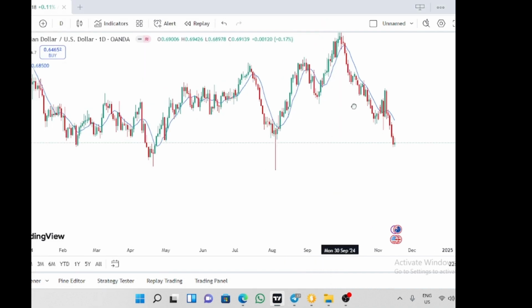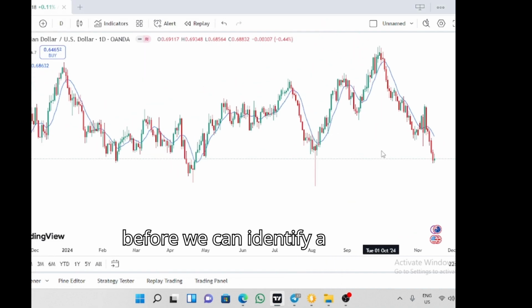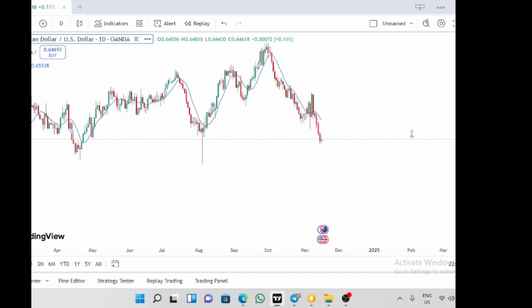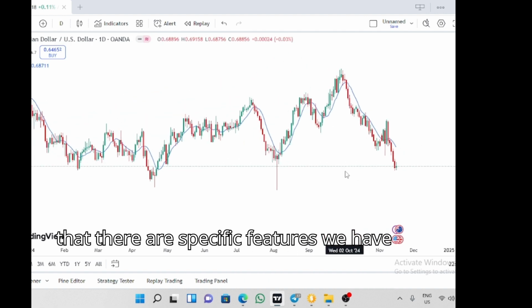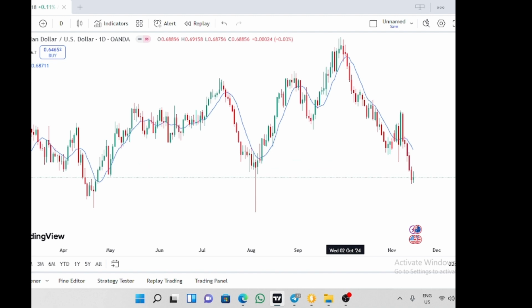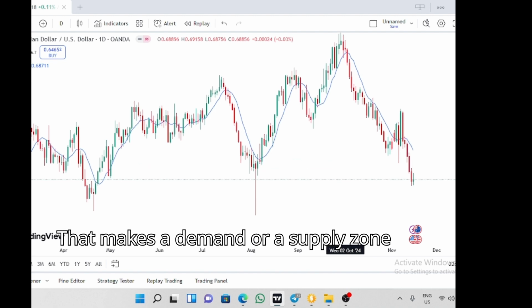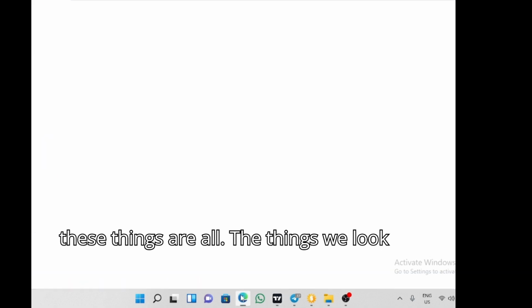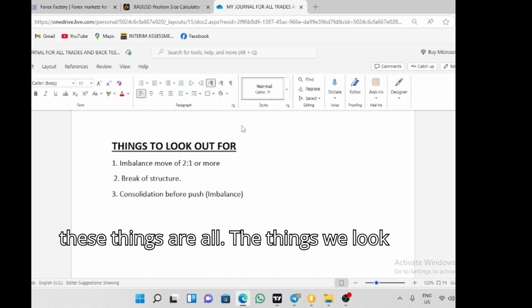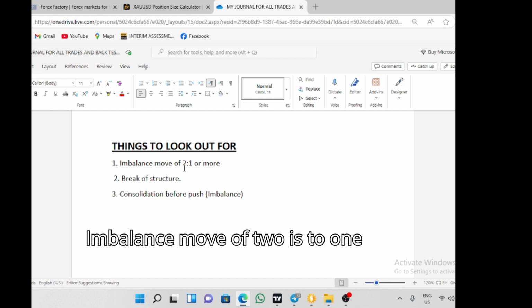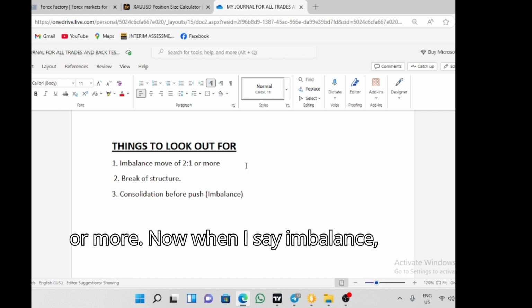So before we can identify a supply and demand zone, we have to know that there are specific features we have to see. There are things that make a demand or a supply zone valid. The things we look for are imbalances. An imbalance move of 2:1 or more.